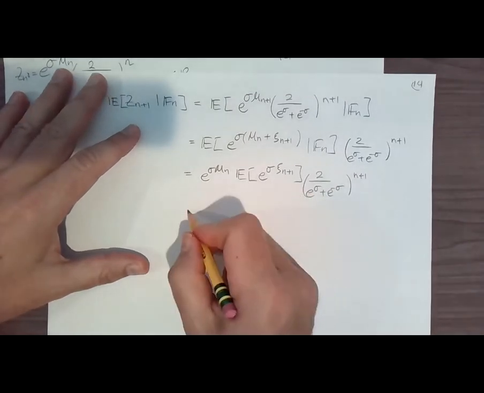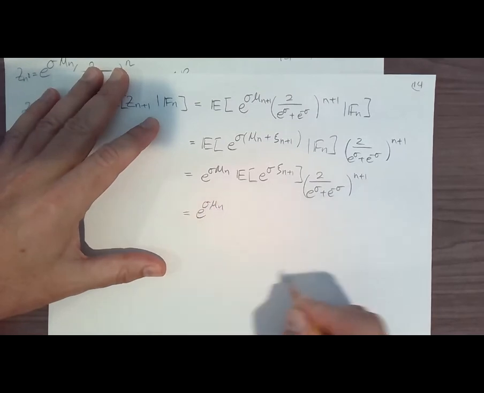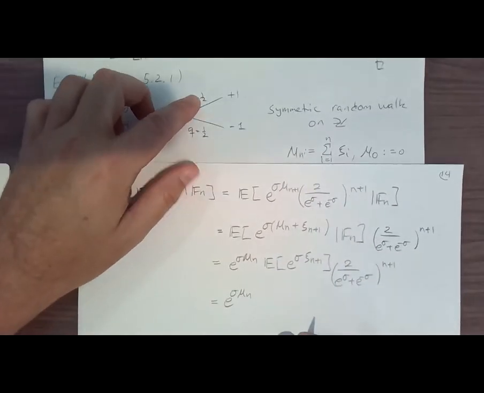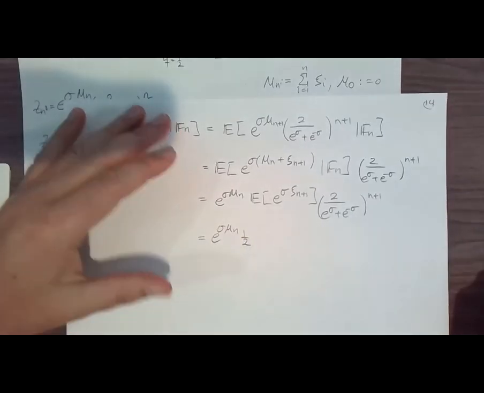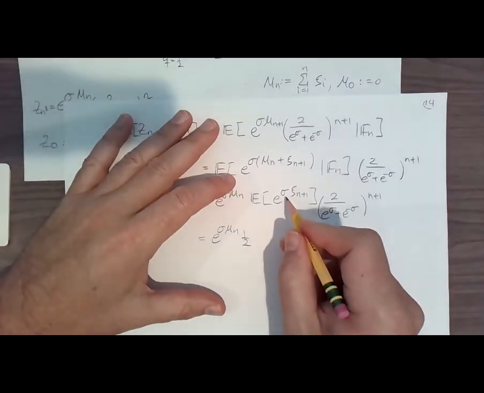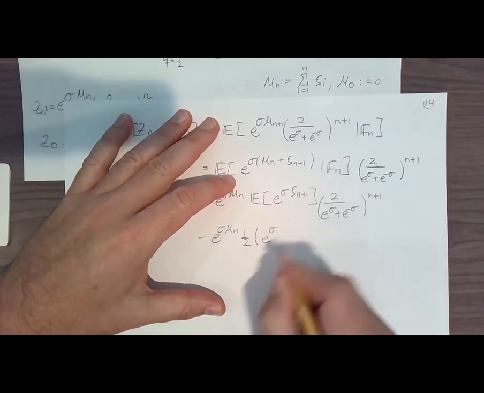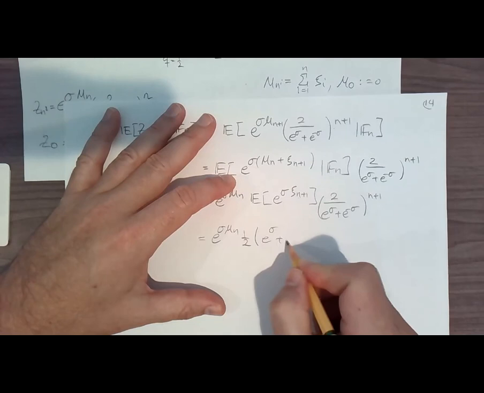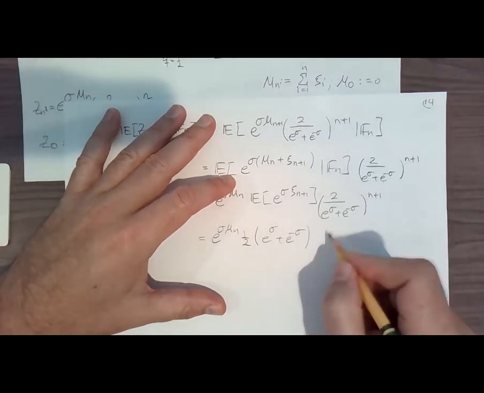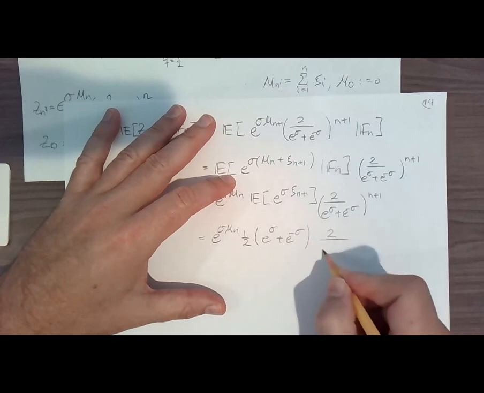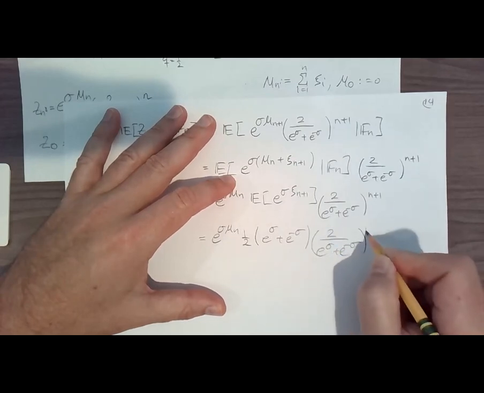Here we have an unconditional expectation. There are two possibilities. You have e to the sigma Mn, and each possibility is equally likely. You have a half and a half. So this is 1/2, and what else will we have? We will have e to the sigma, that will be a 1, plus e to the minus sigma, that's when this is minus 1. Take everything here times 2 divided by e to the sigma plus e to the minus sigma, to the n plus 1.